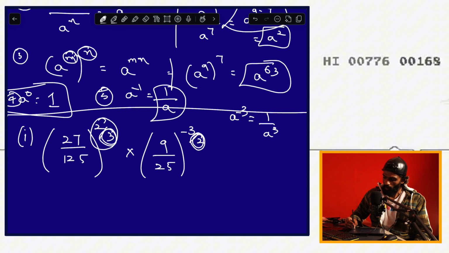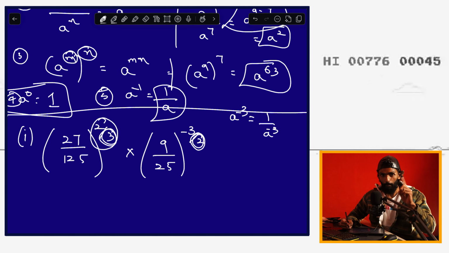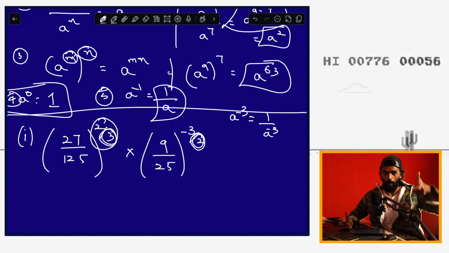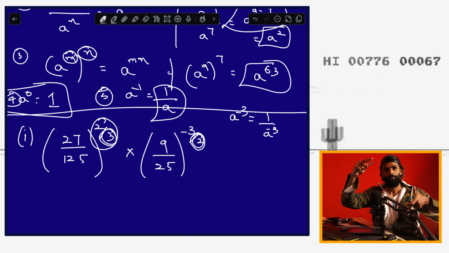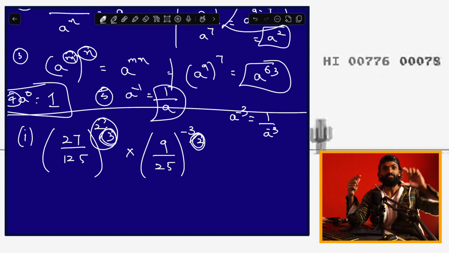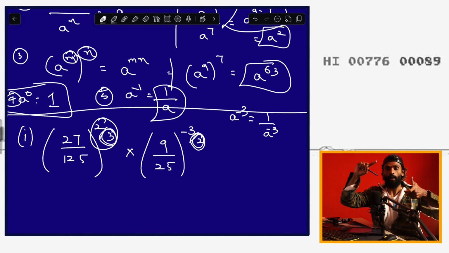What is flipping? Only the base flips. Remember this. Once the base flips, the power becomes positive. Or in other words, if the base flips, the sign of the power changes. So here, if you see a to the power minus 1, the base flipped, therefore the power became plus 1. Here, this is wrong obviously. A to the power minus 3 is nothing but 1 by a cube. If you see, I flipped the base, and automatically the power also became positive.